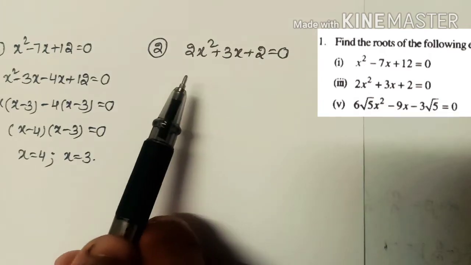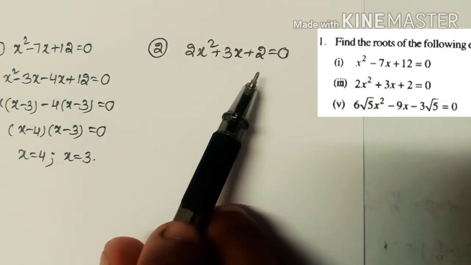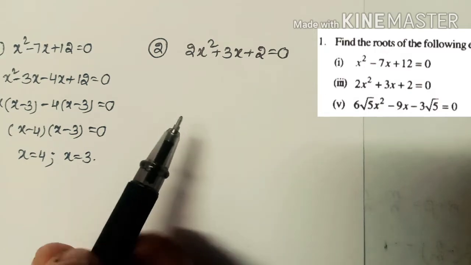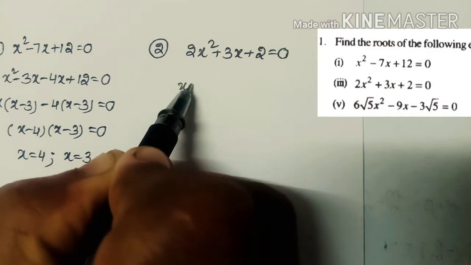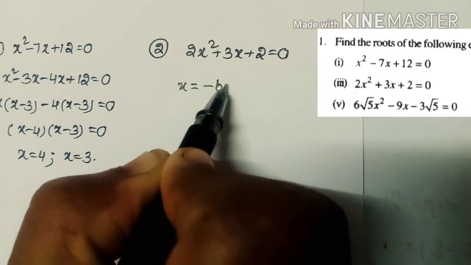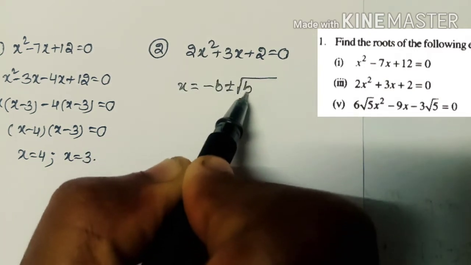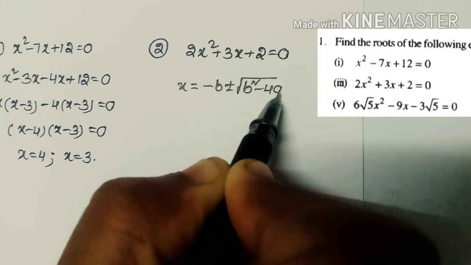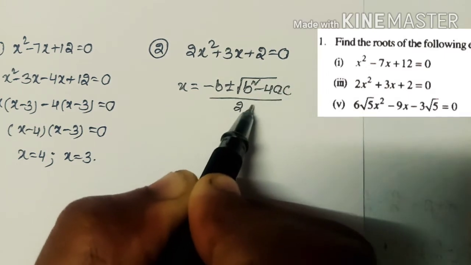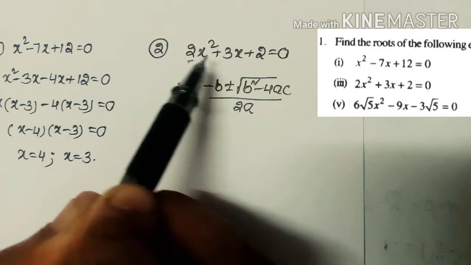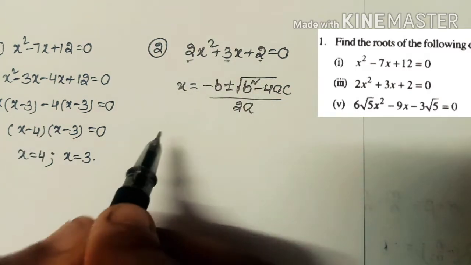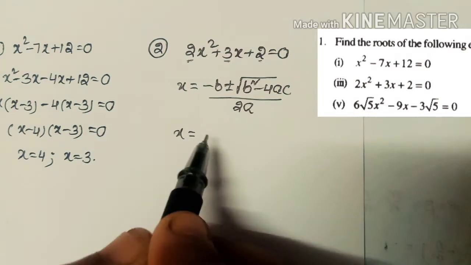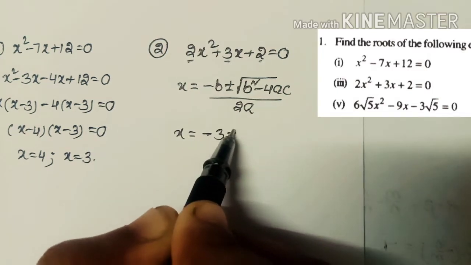Now coming to the second problem, this is 2x square plus 3x plus 2 is equal to 0, and there is no factors to this equation. So to find the roots of this equation, we just apply the formula, that is x is equal to minus b plus or minus square root of b square minus 4ac by 2a. Here the values of a, b, c are a is equal to 2, b is equal to 3 and c is equal to 2.